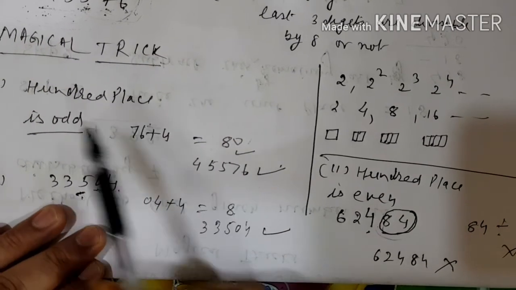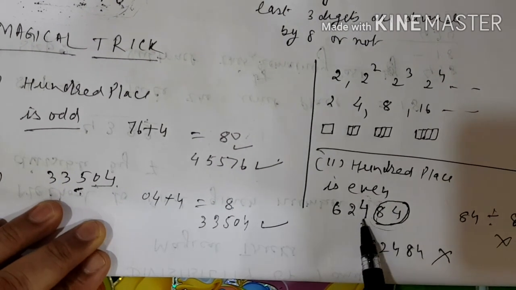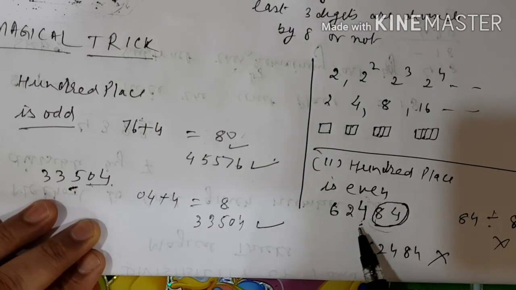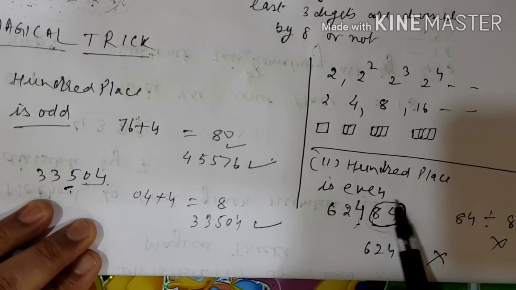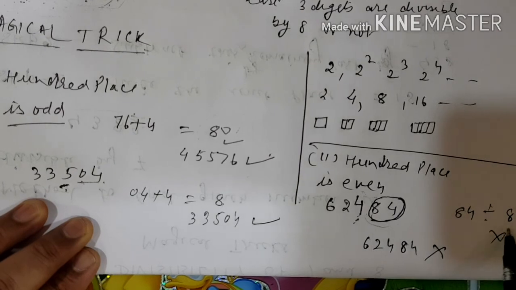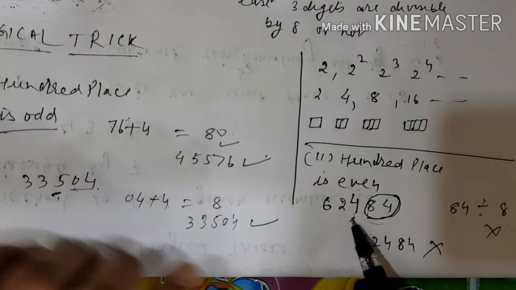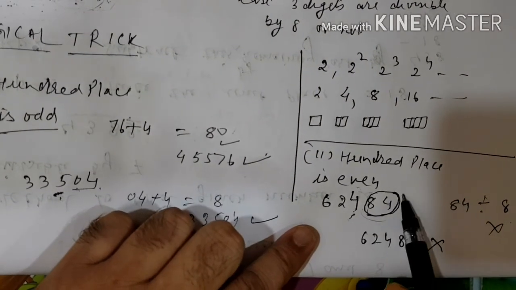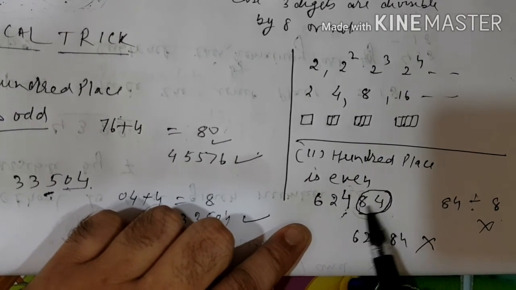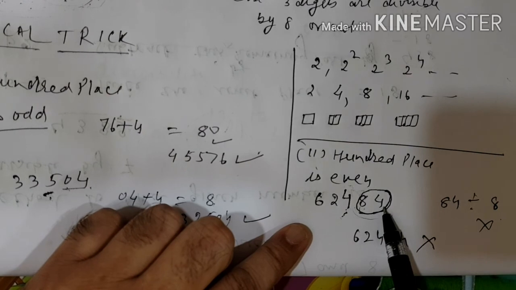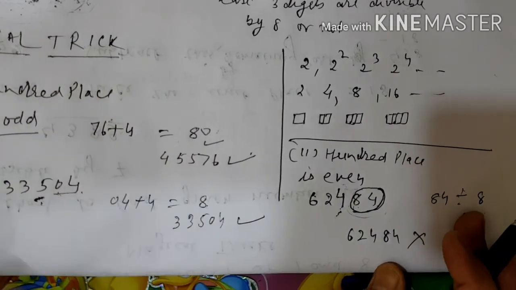If the hundreds place is even, it is very easy. You have to check whether the remaining part is divisible by 8 or not. If it is divisible by 8, then the number will be divisible by 8. Otherwise, not. You can cross-check this one. What is the normal method? You have to divide the last 3 digits by 8. 8 6s are 48. It will not be divisible by 8. Clear? Is the concept clear, students?